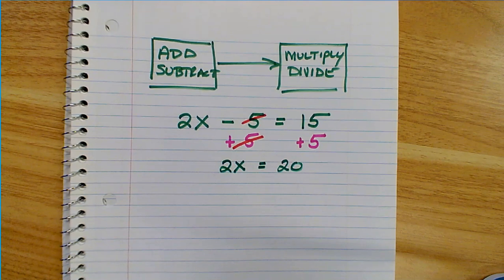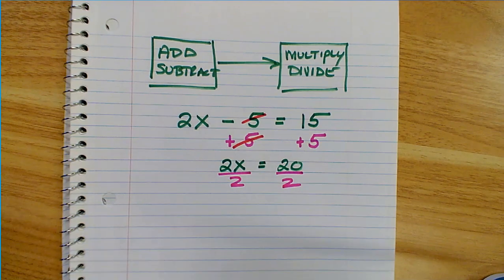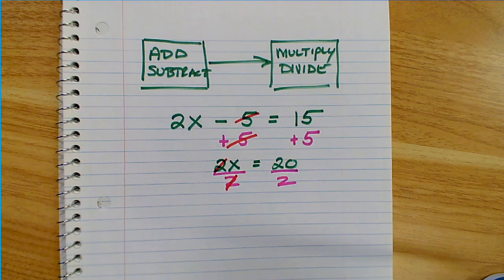Who is the variable? X. Who's bugging the X? The 2. What's the 2 trying to do? Multiply. How do I fight multiplication? Division. So I'm going to divide both sides by 2. And red marker of death and destruction. X equals 10.